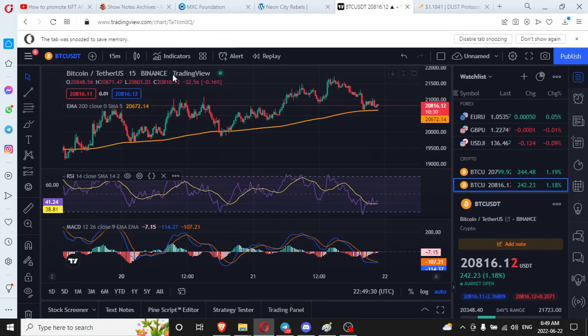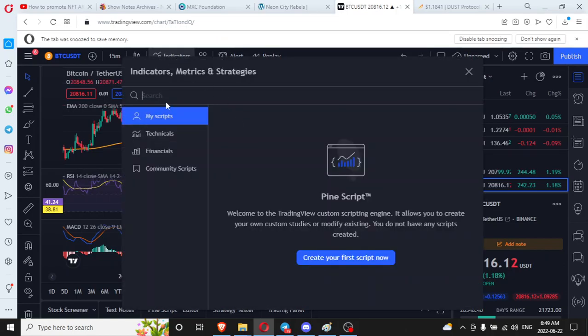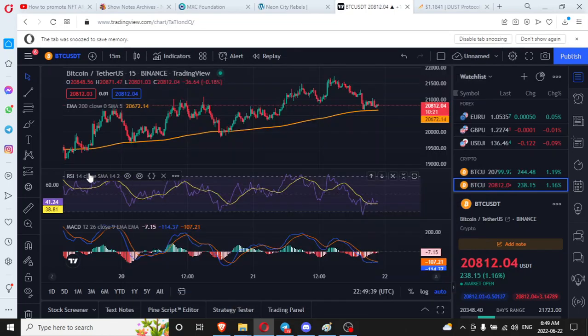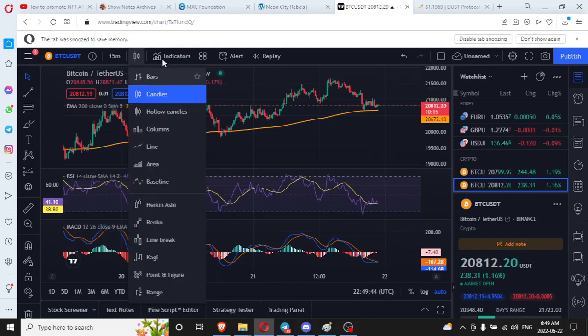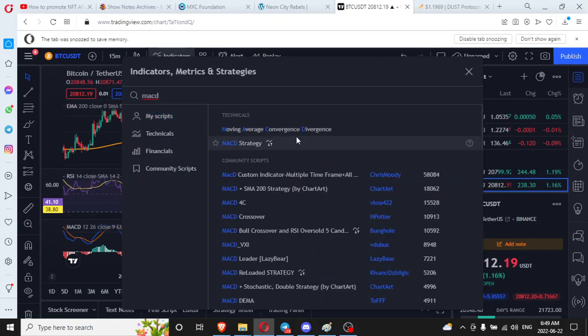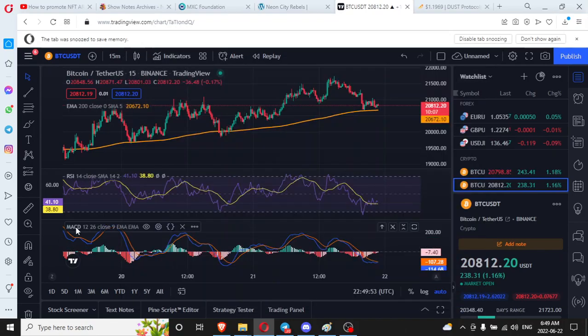So this is added. Now you go to indicators, you type in RSI, Relative Strength Index. You would click on it and you keep it default. You don't need to change anything. That's it. And then you would do the same thing for MACD. You would type in MACD, Moving Average Convergence Divergence. You click on that and you keep it default as well. You don't need to change anything.